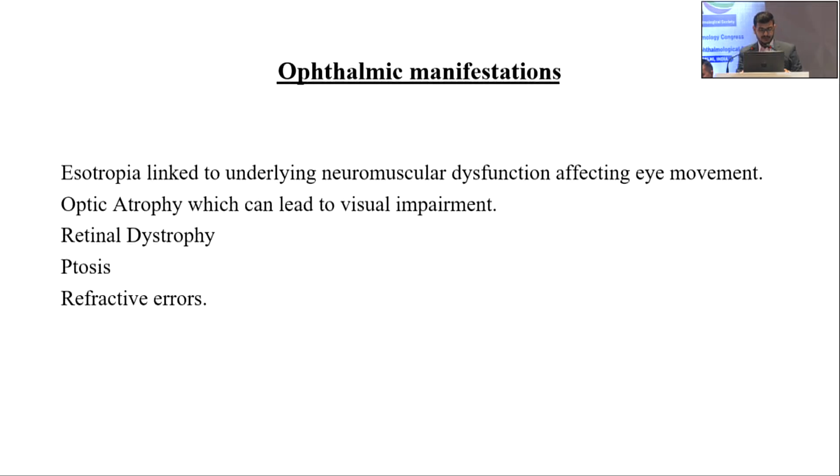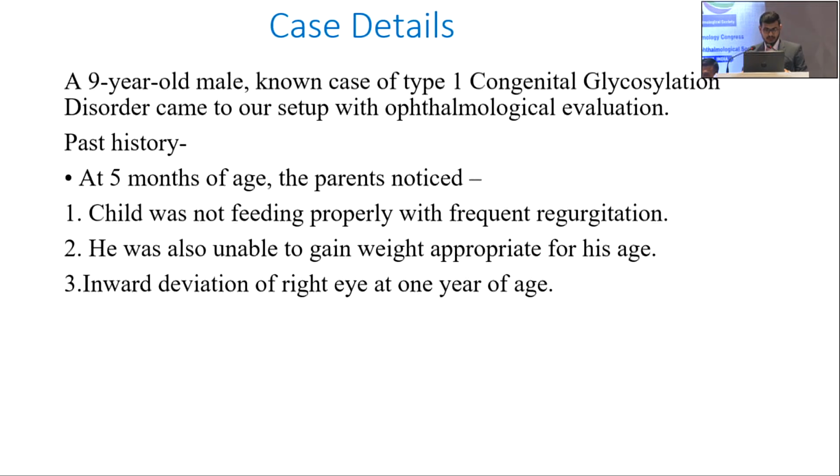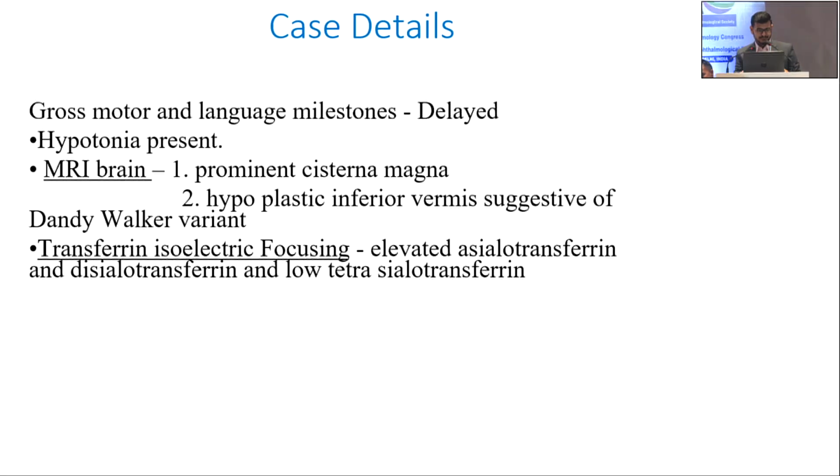Esotropia linked to underlying neuromuscular dysfunction affecting eye movement, optic atrophy which can lead to visual impairment, retinal dystrophy, ptosis, refractive errors. Our case is a 9-year-old male, known case of type 1 glycosylation disorder, who came to our setup for ophthalmological evaluation. Past history: at 5 months of age, the parents noticed the child was not feeding properly with frequent regurgitation. He was unable to gain weight appropriate for his age, with inward deviation of the right eye at 1 year of age.